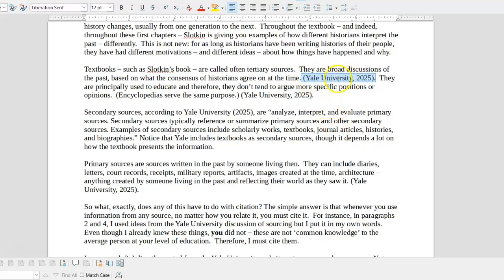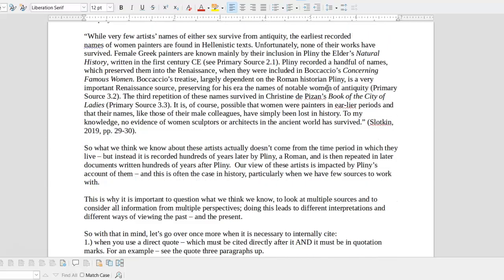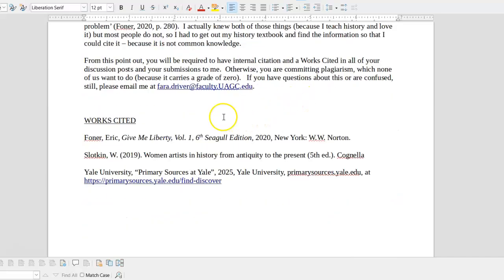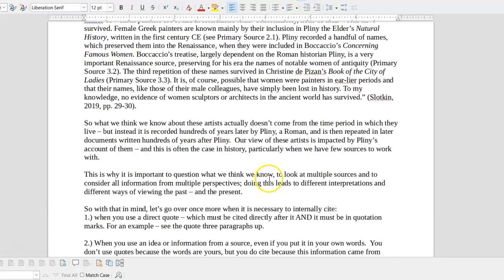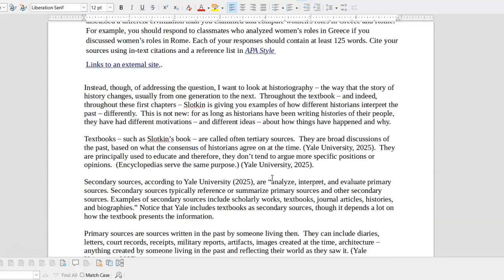And it should match right here, this author or whatever you have here first identifies. It should be the first thing in the citation in the works cited. Right here, see? Yale University, Primary Sources at Yale, 2025, as in they update this regularly, so the copyright date for it is the current year, and then the location itself, and this is what would be in your works cited. The works cited is the full citation for the source. The internal citation is only, again, the author, the date, and if you're using a book, the page number.